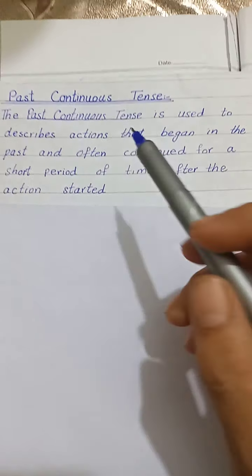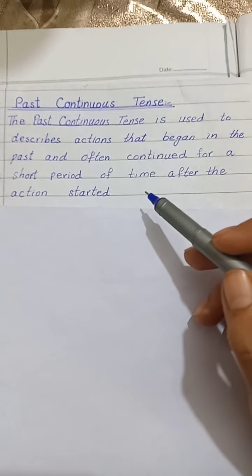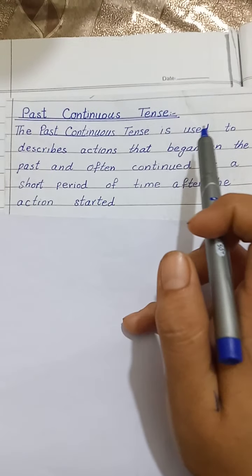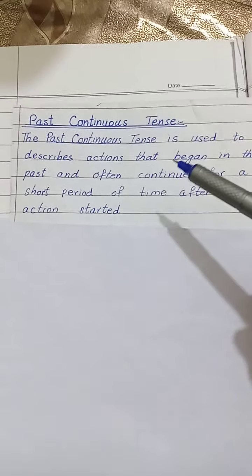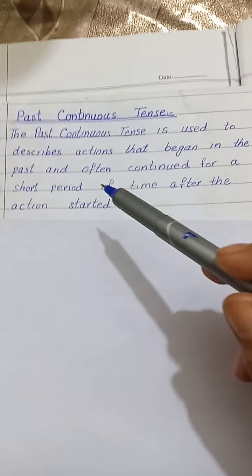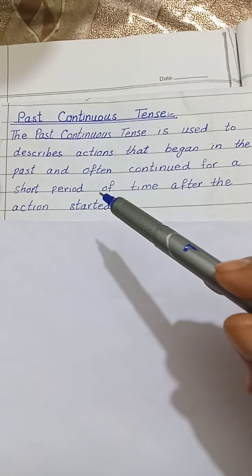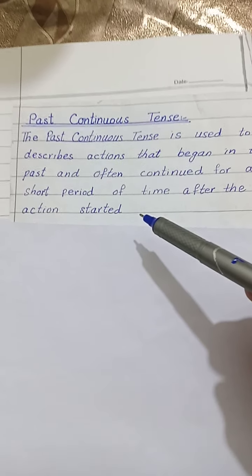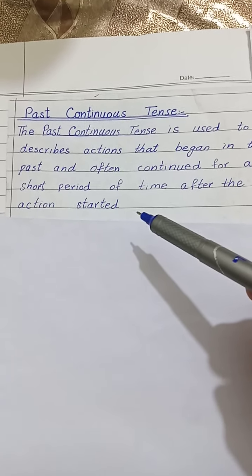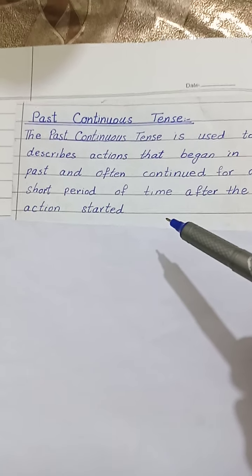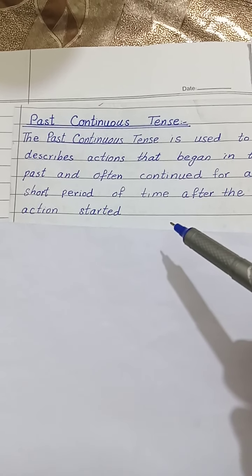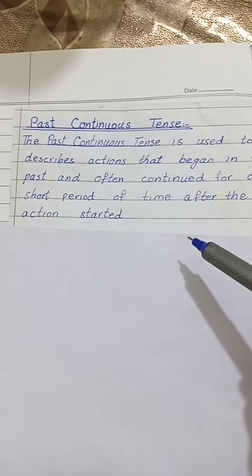Today we are going to start past continuous tense. First of all, I will let you know what continuous tense is. The past continuous tense is used to describe actions that began in the past and often continued for a short period of time after the action started. So we can say that this tense describes actions or events that happened at a specific time in the past. These actions are usually no longer happening at the time the sentence is being said or written.